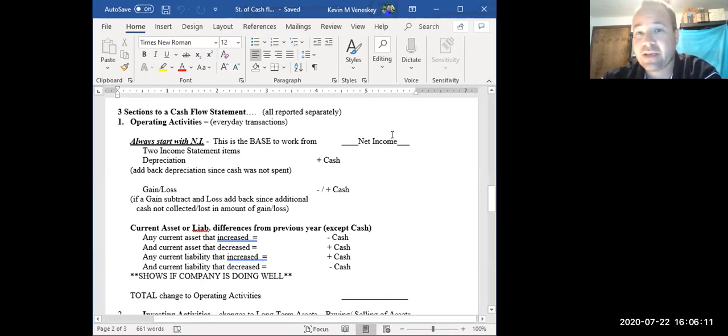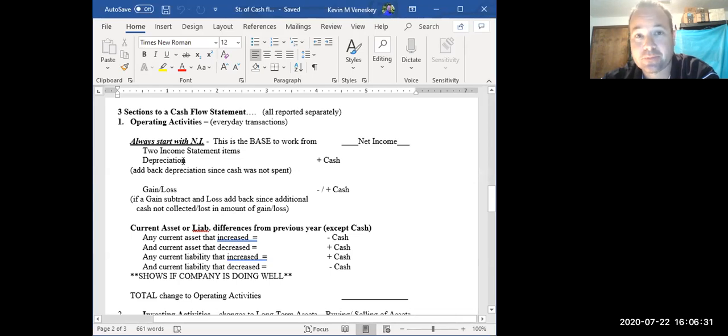Okay, so when we start out with net income, there are two things we're always going to look for on the income statement, just two. And then for the rest of them, we're going to go to the balance sheet, the comparative balance sheet. First, these two things never involve cash. Their journal entries do not involve cash, or at least they're part of it.